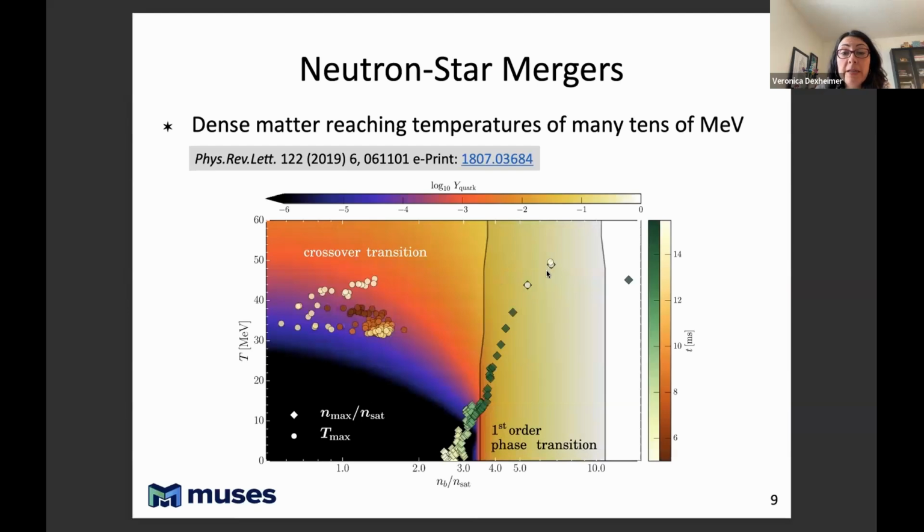And by the way, this combination only happens when you allow for the deconfinement to quark matter. And when you do that, you can reach, in this diagram here, about 60 MeV temperature. If you allow more massive stars than what we have been observing to merge, you can get to 80. Some old simulations could get to 100, but in my opinion, that's not very realistic.